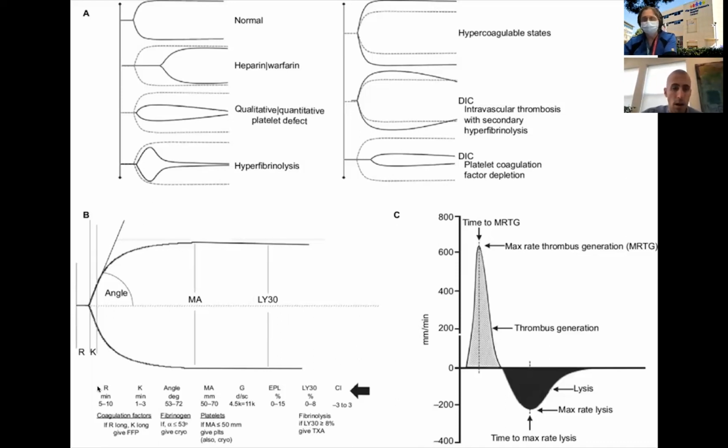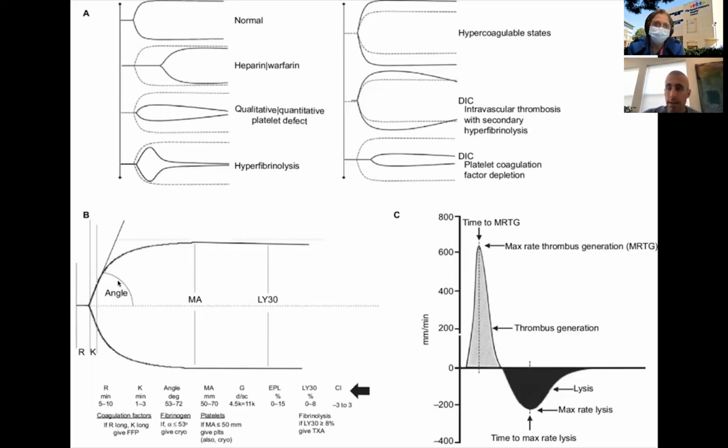So, R is the reaction time. I'll just go over this really quickly. R is the reaction time. It's the number of minutes from when the test is started to when there's any evidence of a clot forming. K is the number of minutes from that point to when the clot is 20 millimeters in diameter. If either of those are abnormally long, then you would give FFP because the coagulation factors aren't working.